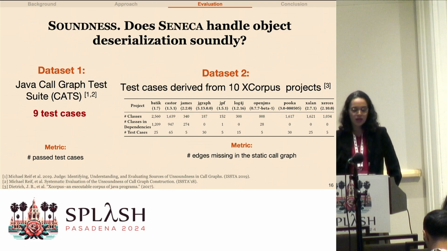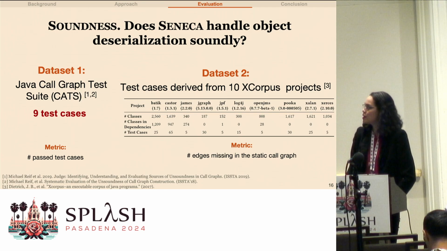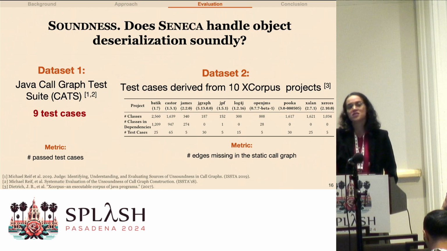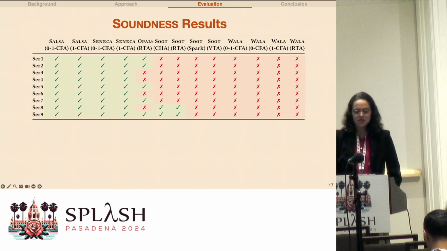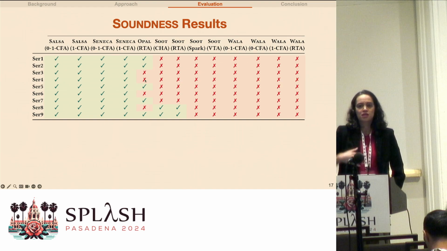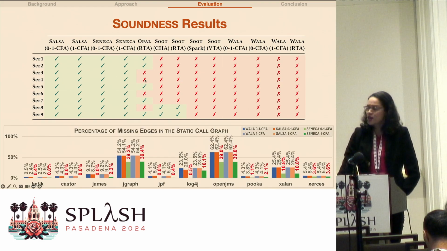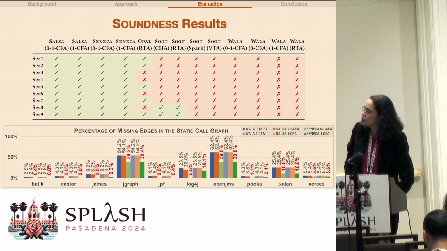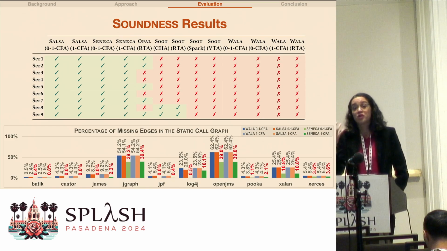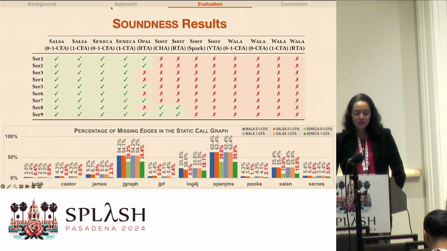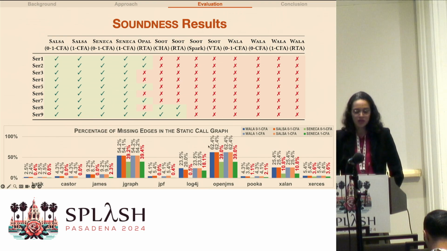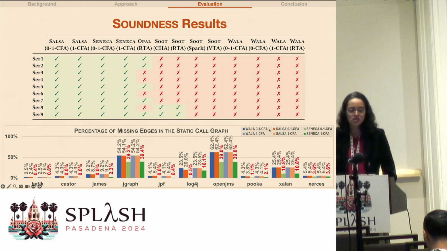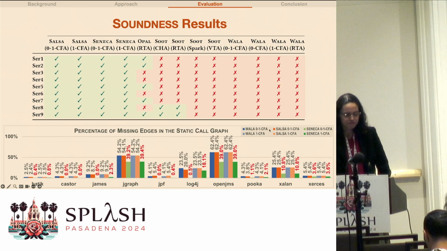And here what we look at is how many test cases we passed and how many edges are in our static call graph that are not in the runtime call graph. Once we look at the soundness results, we can see that Seneca actually passed all the test cases for the first data set. And when we look at the performance of Seneca on the second data set, which is a data set of real Java programs, we can see that our approach actually overperformed the state-of-the-art. You can see here that our call graphs are more sound than the state-of-the-art approaches.